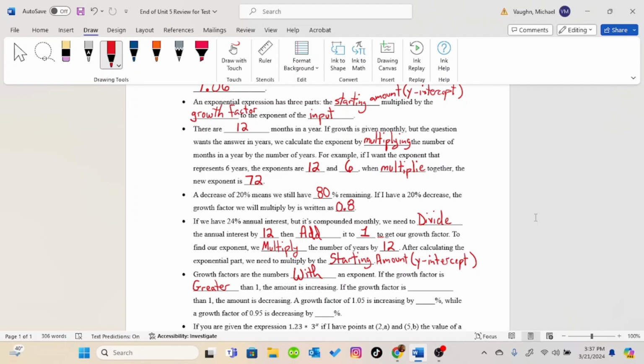On the other hand, if the growth factor is less than 1, the amount is decreasing. So, for this one, if the growth factor is less than 1, the amount is decreasing. So, if you have multiplied by 0 point something, that is exponential decay, and your amount is decreasing.